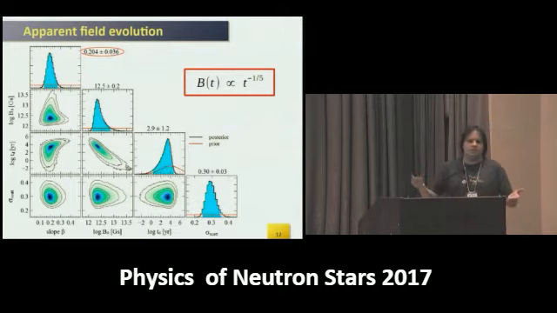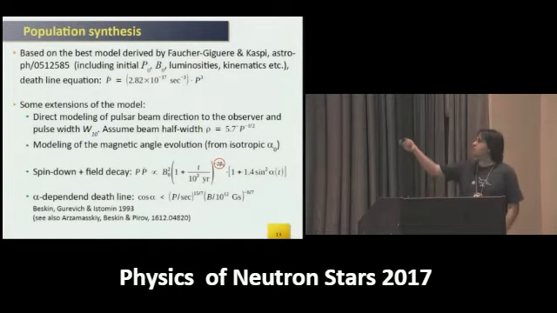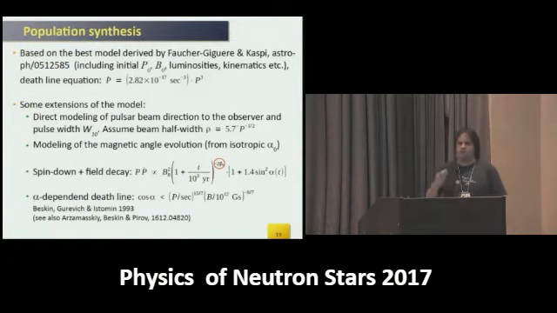What can it tell us about the intrinsic magnetic field evolution? We have undertaken the population synthesis of radio pulsars. We started from, I think, the classical work by Faucher-Giguère and Kaspi. We adopt their best model of pulsar evolution, including the death line equation, but we also made some extensions to their population synthesis.